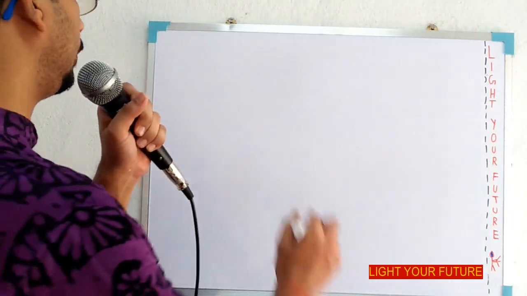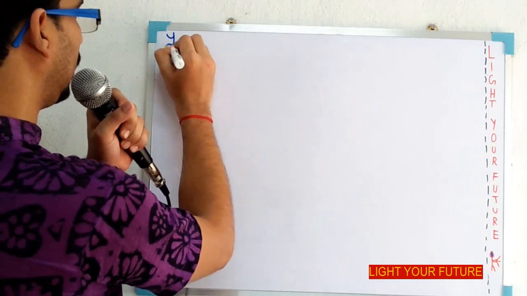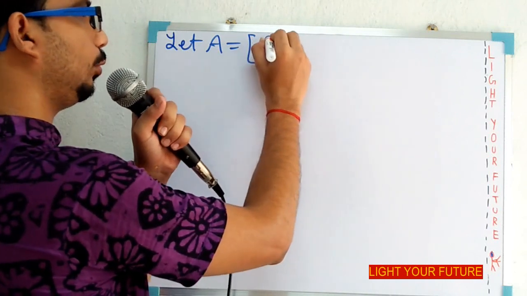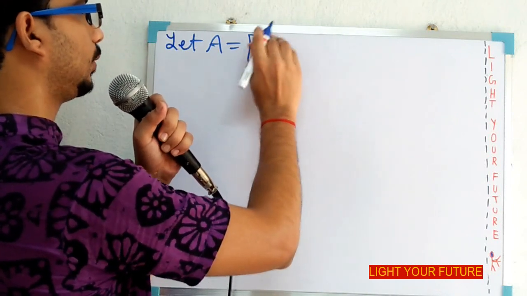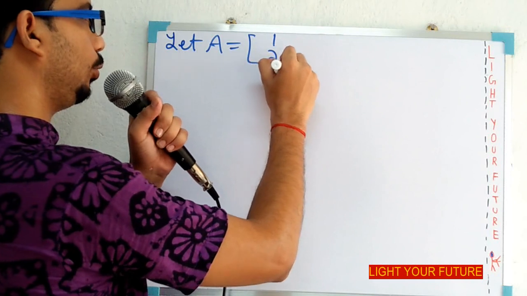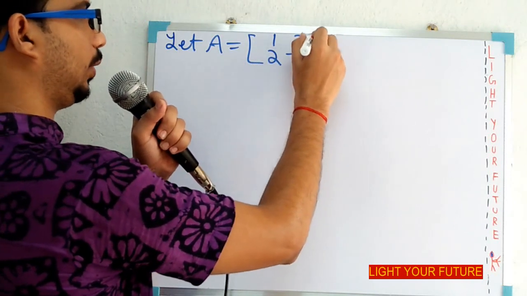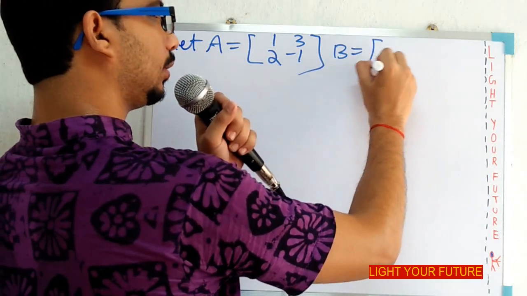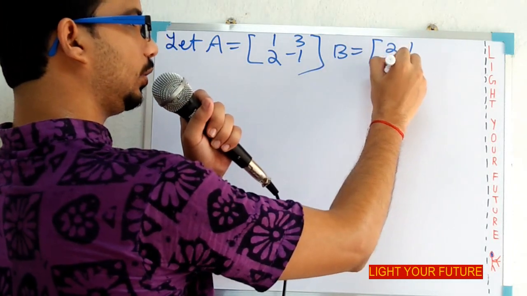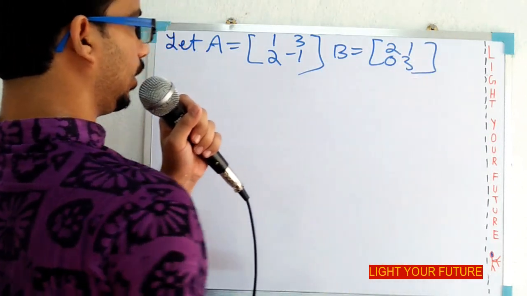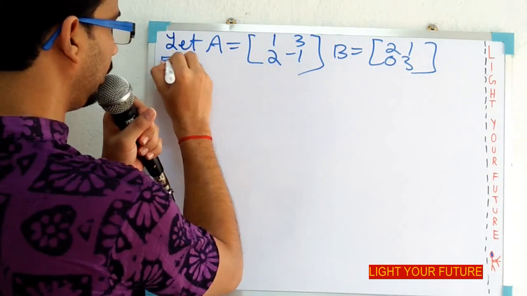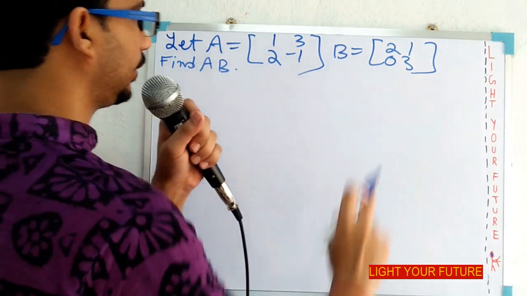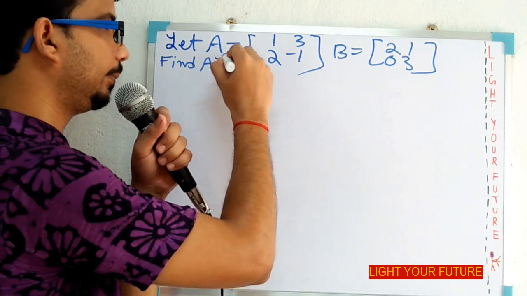Suppose we are given a couple of matrices. Let A equal [2, 1; 2, 3, minus 1]... and B as [2, 1; 0, 3]. So now we have to find the product of these two matrices. We have to find AB.